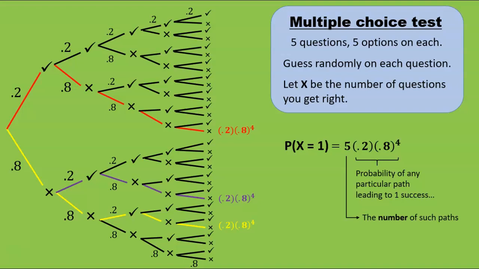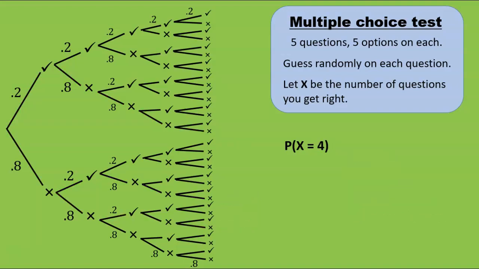We can now run all of this through our calculator and find that the probability of getting 1 multiple choice question right on this test is 0.4096. Good. Finding the probability that x is 4, that is, that we correctly guess 4 of the 5 questions, is similar. Think of any particular path that leads to this outcome. I'll start with this one, where we get the first 4 questions right, but miss the last one.